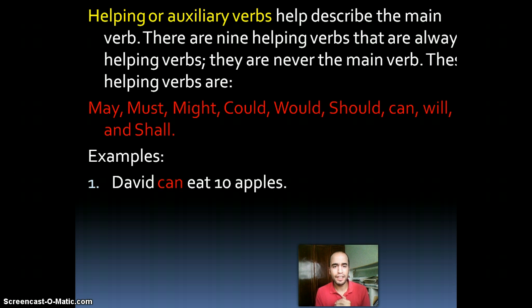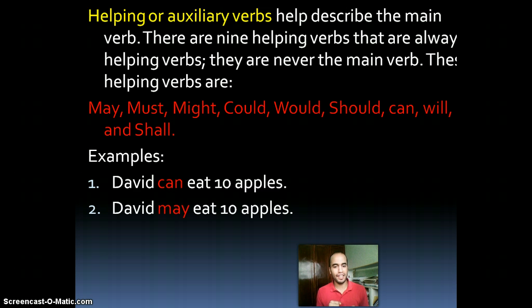Example: David can eat 10 apples. So here the auxiliary verb is can, and the main verb is to eat. So can describes eat. Here we may understand that there is a high possibility of eating 10 apples. This means that David has the ability to eat 10 apples.